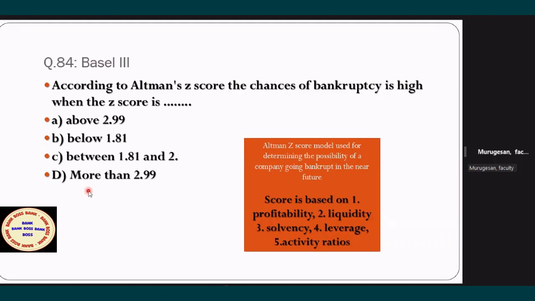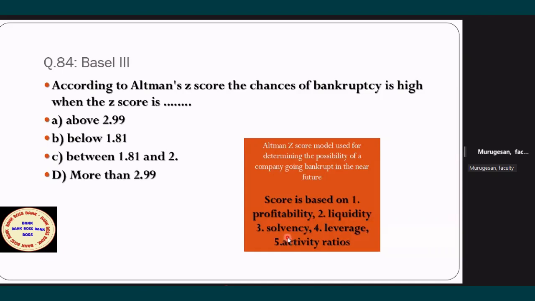The score is based on these 5 parameters. Remember the 5 parameters. One is profitability. If the profit is coming down, the company may go towards bankruptcy. Bankruptcy may be triggered if profitability is coming down and they are always into loss. Next, liquidity. They are unable to pay any creditor. So that is liquidity.